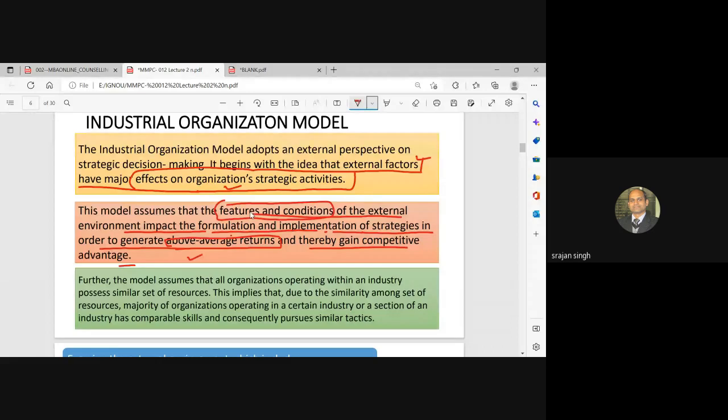Further, the model assumes that all the organizations operating within an industry possess a similar set of resources. This implies that due to the similarity among sets of resources, the majority of organizations operating in a certain industry or a section of an industry have comparable skills and consequently pursue similar tactics.